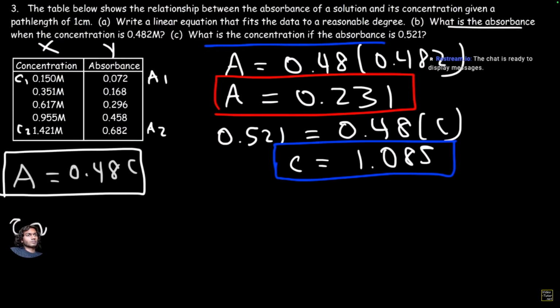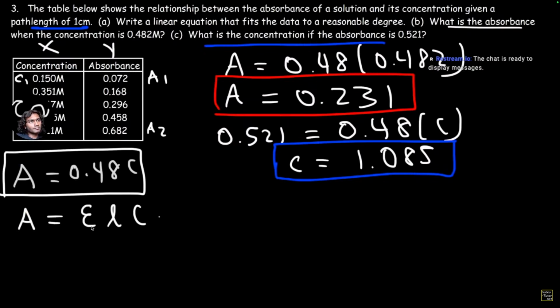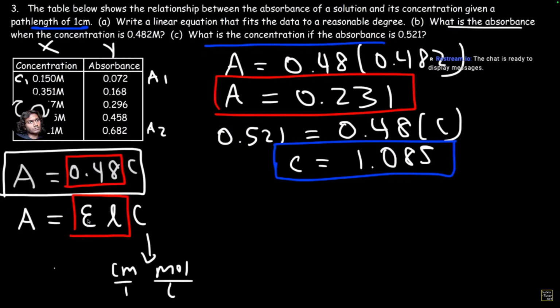Now, if the path length is 1 centimeter, what is the molar absorptivity of the solution? So recall that A is equal to the molar absorptivity times L times C. So A is the same and C is the same in that equation. Therefore, we should expect that 0.48 has to equal this. Now, C is in molarity, moles per liter, and L is in centimeters. So therefore, the molar absorptivity has to be in liters per mole per centimeter.